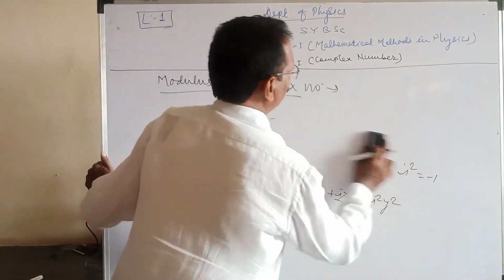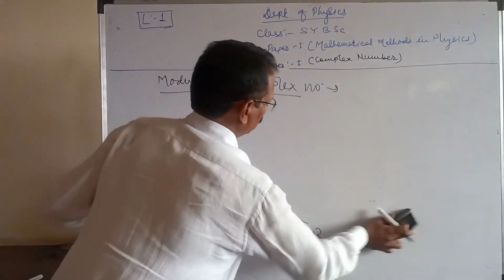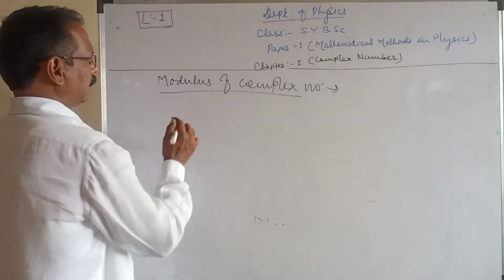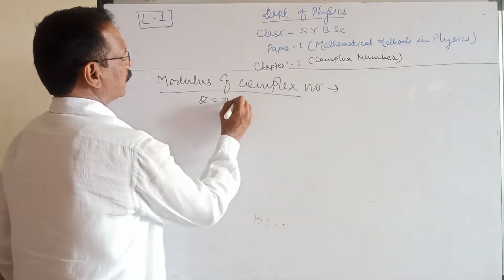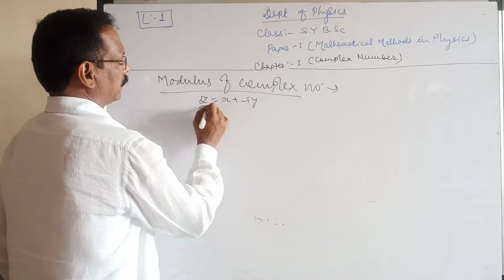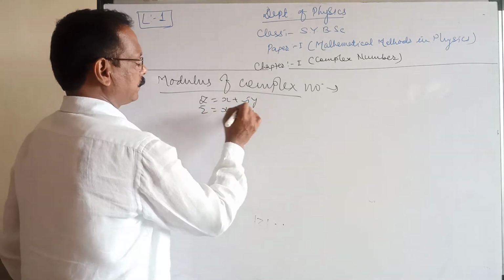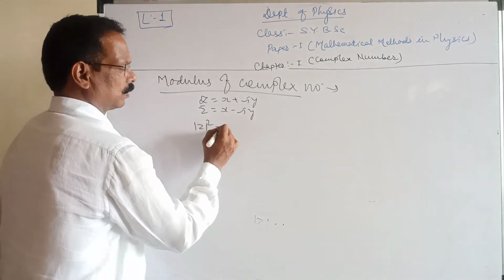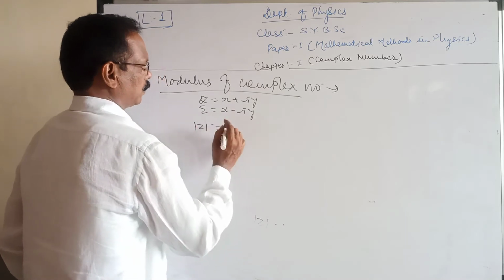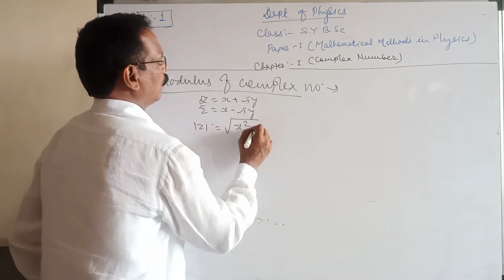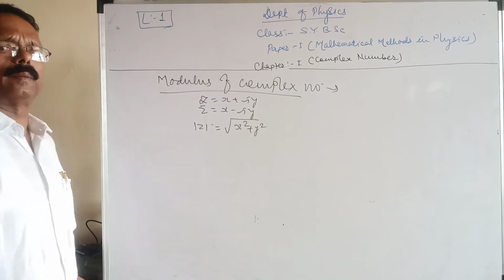Let us take one example. Here z is equal to x plus iy, z bar is equal to x minus iy, and mod of z is equal to under root x square plus y square. So this becomes a formula.